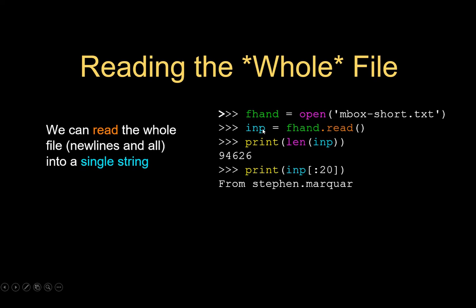This is a string, of course. inp is a string. In this case, as we talked about in the previous lecture, we're going to print the string from character 0 to character 19. As we mentioned, this does not include 20, so it's from character 0 to 19, which is the first 20 characters of that file, and this is the output of it.